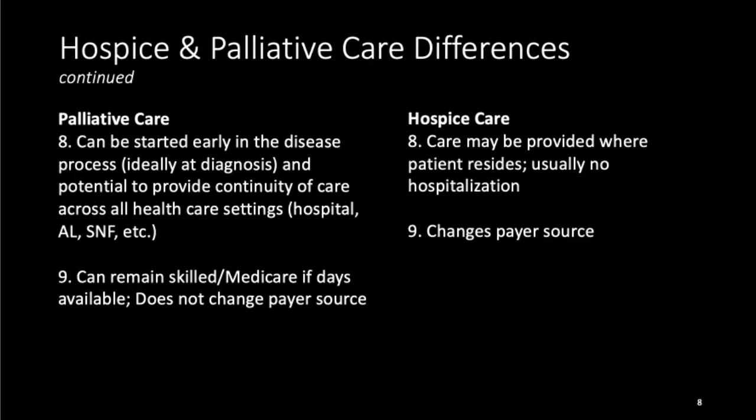Palliative care patients, like I said, can be started early in the disease, and that is really ideal. It can go across all healthcare settings. I mean, we can see palliative care patients in assisted livings, SNFs, in the hospital. They can also remain on like a skilled Medicare type pay if their days are available, so they don't have to change a payer source. Hospice patients, however, it changes payer source, so we'll talk about that. It's more of a bundle program. Palliative care has not gotten there yet, although a lot of palliative care providers are trying to push for that.